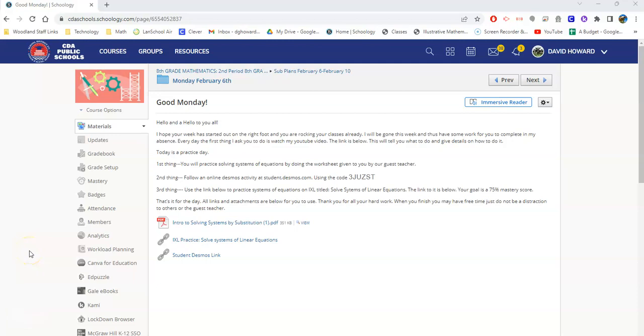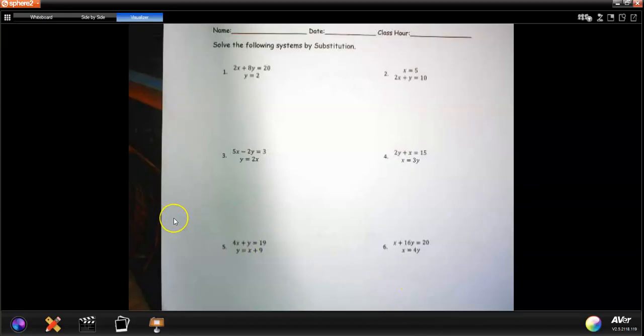Here are the plans for the day and a little glimpse of how to do it. Basically, every day I need you to hop on and watch these videos so that you know what you're up to. Today, the first thing you'll be doing is practicing solving systems of equations with a worksheet. The worksheet will look like this, and it's what we've been practicing in class. I'm going to show you a couple of examples of how to do it.